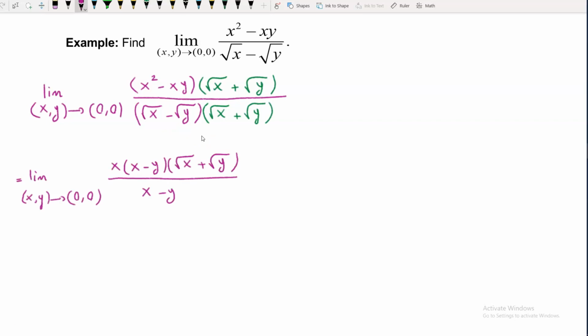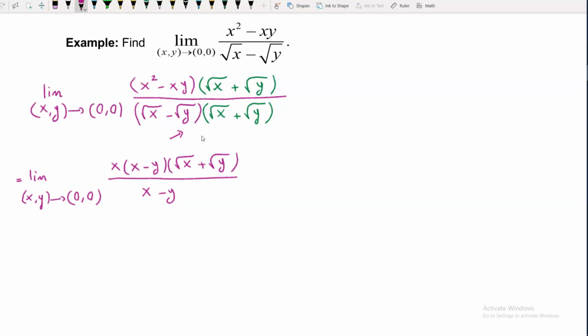And this is equal to the limit as (x, y) approaches (0, 0). So here I multiply what we have in the denominator, square root of x times square root of x. Here we have x, then we have square root of x times square root of y, and negative square root of y times square root of x, so that part is 0. And finally we have negative square root of y multiplied by square root of y, so it is equal to negative y. So here we have x minus y in the denominator.